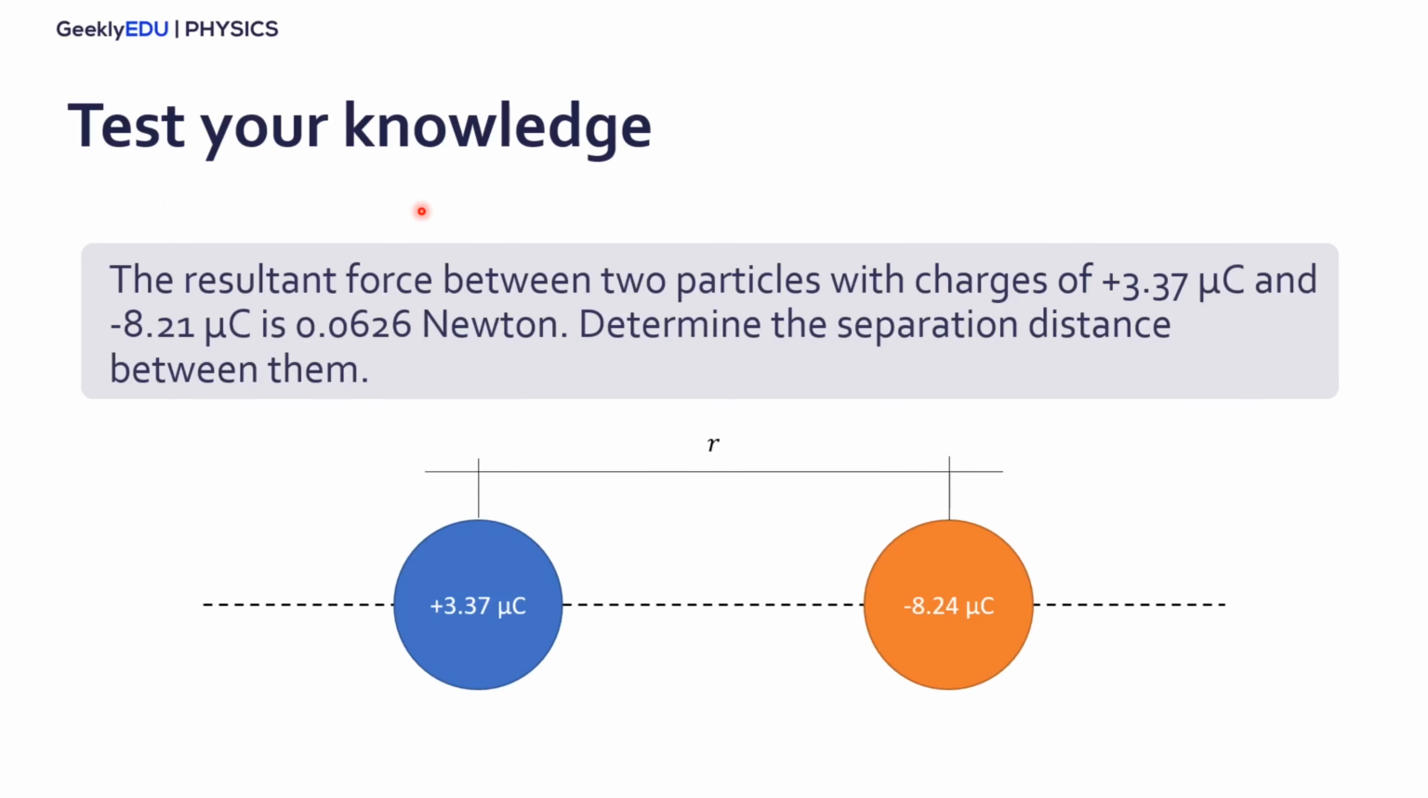Alright, now it's your turn to test your knowledge. We have these two particles here. One of them has a charge of positive 3.37 microcoulomb and the other one has a charge of negative 8.24 microcoulomb. And the resultant force between these two particles is 0.0626 Newton. I want you to determine the separation distance between them. So think about it, do your calculations, and comment your answers in the comment section.